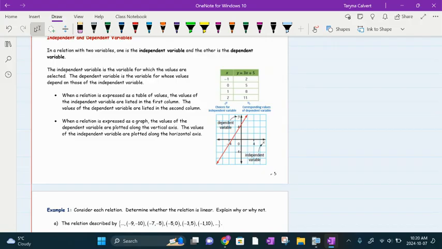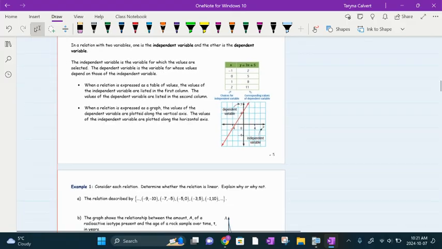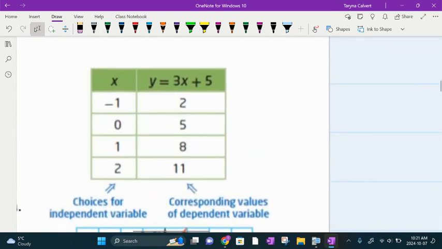So independent is what goes in, the variable inside the equation, okay? And your dependent variable is what comes out. Your dependent depends on what goes in. Again, if you're looking at the table of values, your independent is always your input, which is your first column. And then your output is your y, what comes out.